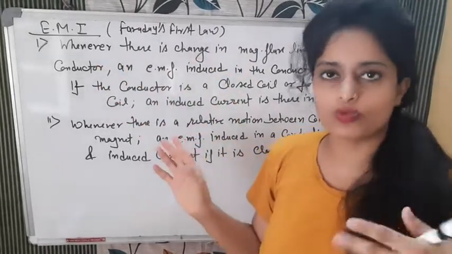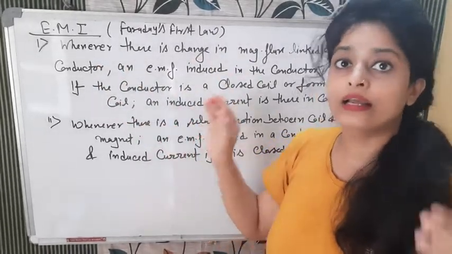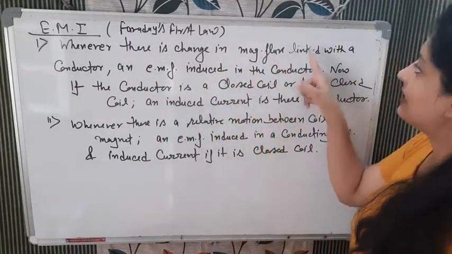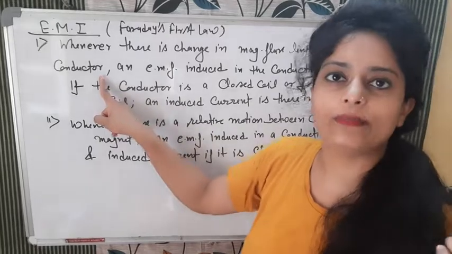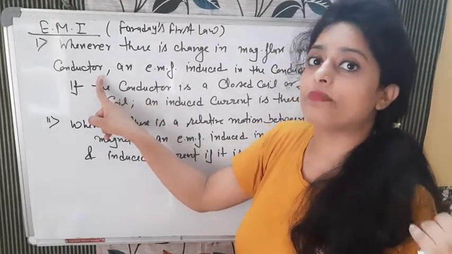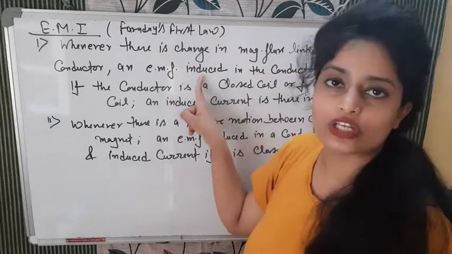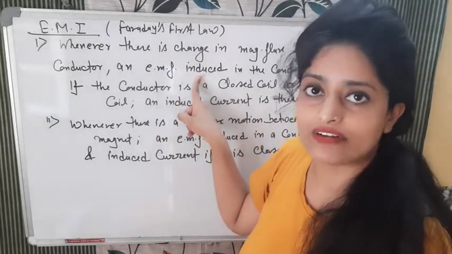This definition is given in your book also. You can see from there. I am just explaining that when there is a change in magnetic flux linked with the conductor, whatever coil or conductor you have placed there, linked with that conductor, an EMF is induced. EMF means the potential difference that will come.